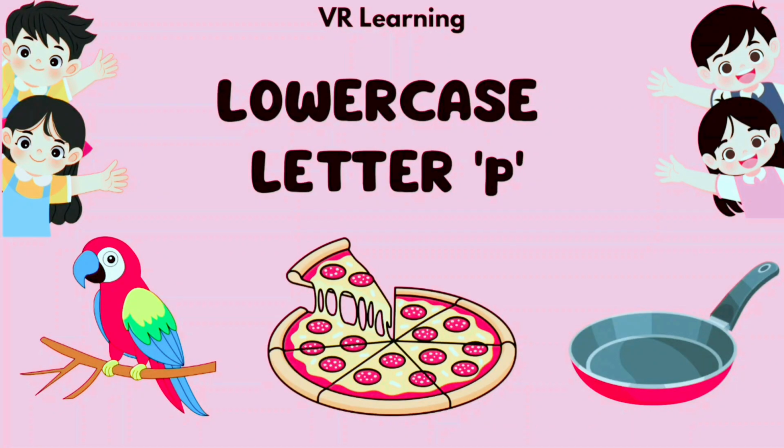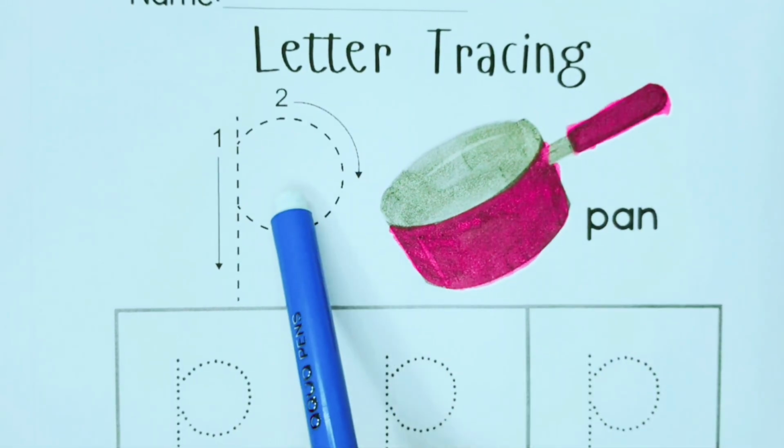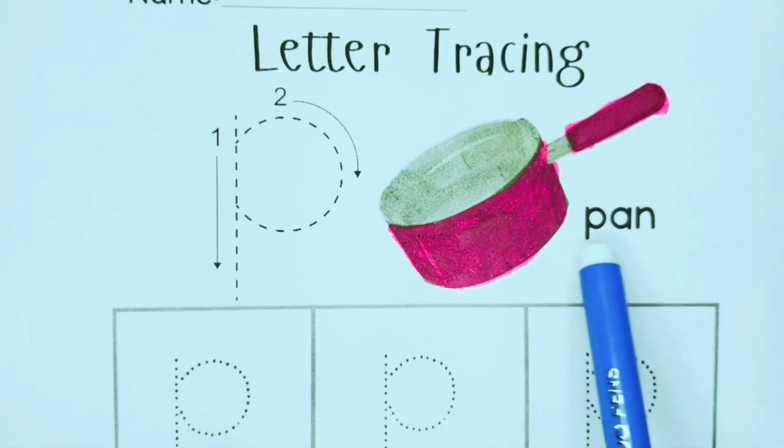In this video, we are going to trace lowercase letter P. Let's learn how to write lowercase letter P. Letter tracing P. P is for pan.